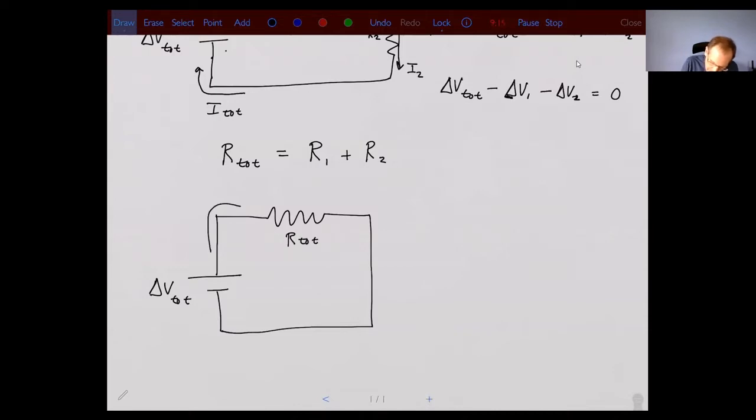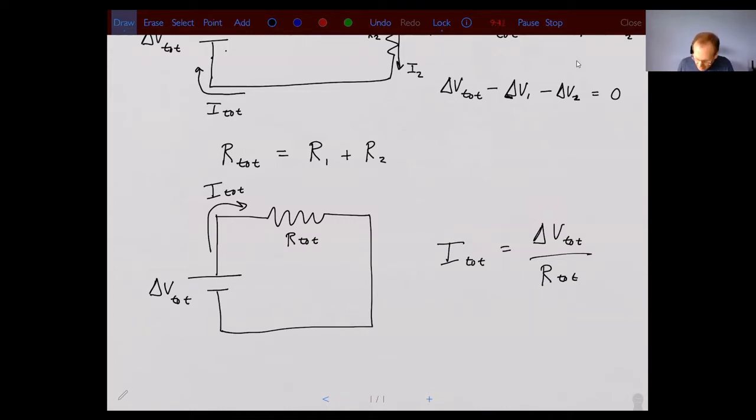And now I could calculate that current I total. I total is simply going to be delta V total divided by R total, right? I'm just using Ohm's law. Okay, so often that's what we do. We try and simplify the circuit into a simple circuit that we can just plug into Ohm's law and calculate that current.